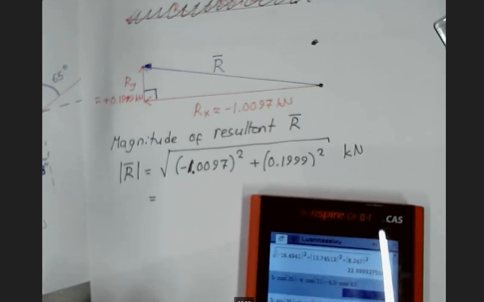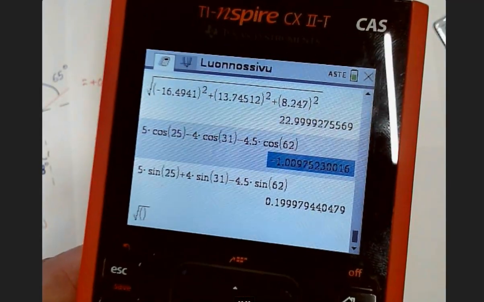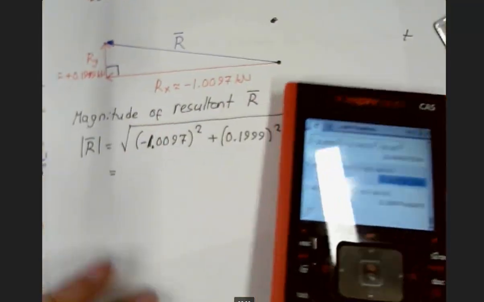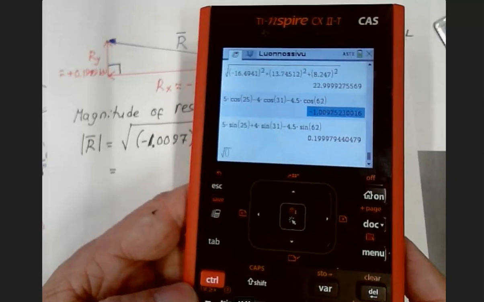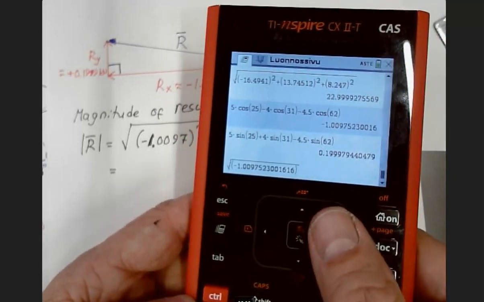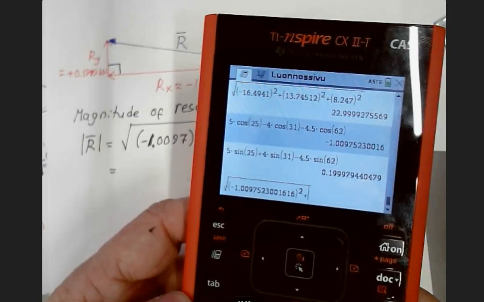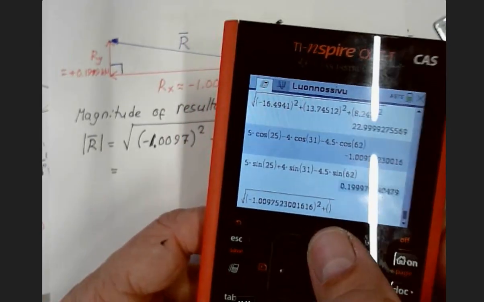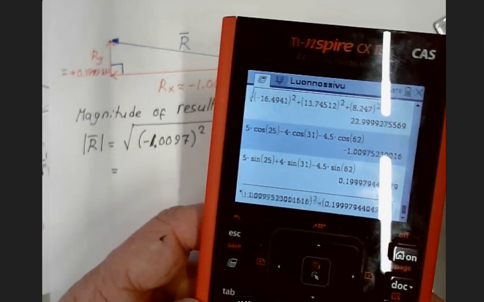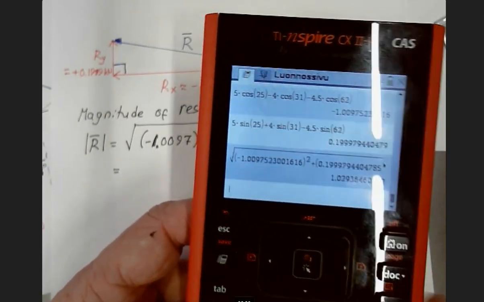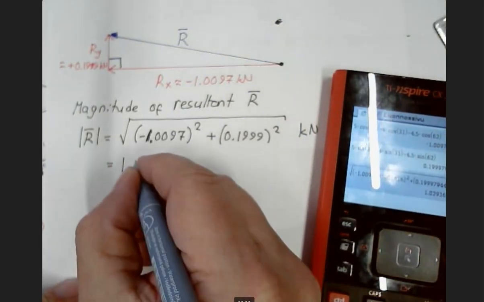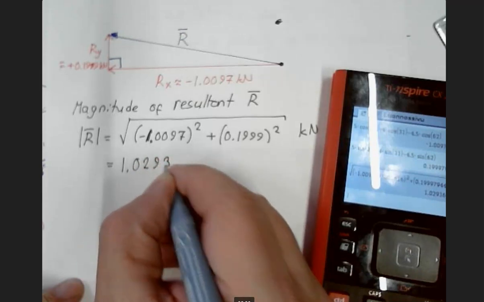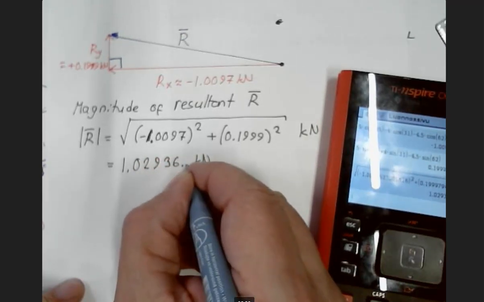Those are so nasty numbers that I will pick the correct values from this calculator. I don't need to use that rounding. So if you are using these values, you will get a little bit different result, but I will take the exact values there, so I don't need to type them again. So this is a Pythagoras, and we get the answer 1.02936, etc. kilonewtons.